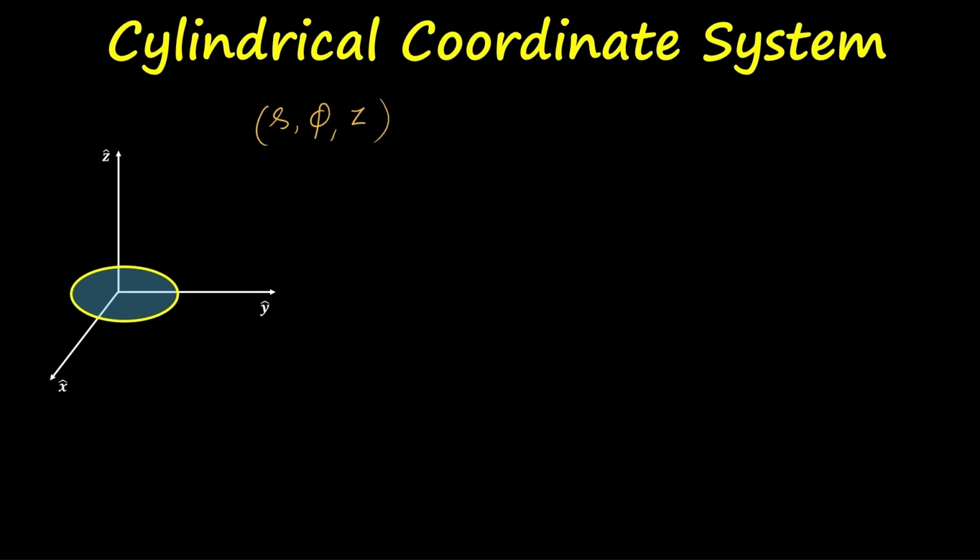Now let us calculate the area of a circle using the cylindrical coordinate system. In the cylindrical coordinate system we have s, phi and z, but we are going to calculate an area, so one of them has to be constant and the other two have to vary. The circle is in the xy plane, so z will be equal to 0. So z is constant and the variables which are changing are s and phi.